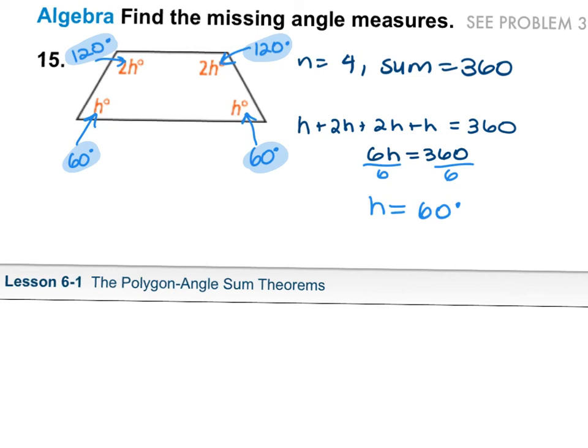Yep. So the H represents like 1, yeah, like there's in front of the H would be a 1. Is that what you mean? Like H plus 2H, like you said was 3, right? Yeah. So when there's nothing on the front of the variable, there's really a 1 there. So your answer is h equals 60. Because it said find the missing angle measures. So it's 60, 60, 120, and 120. You actually want the measures.